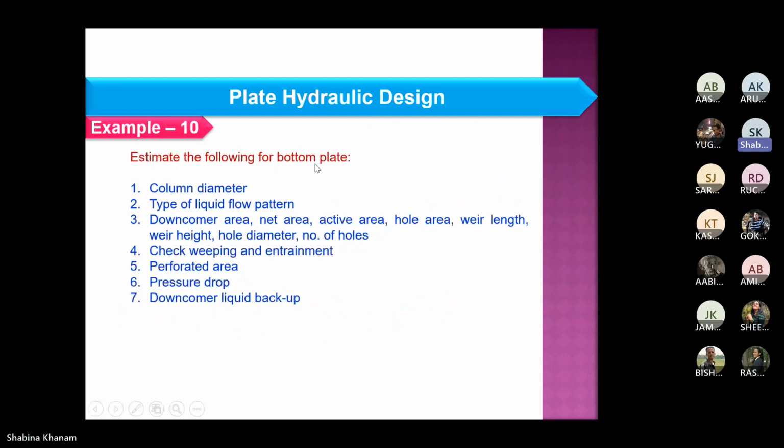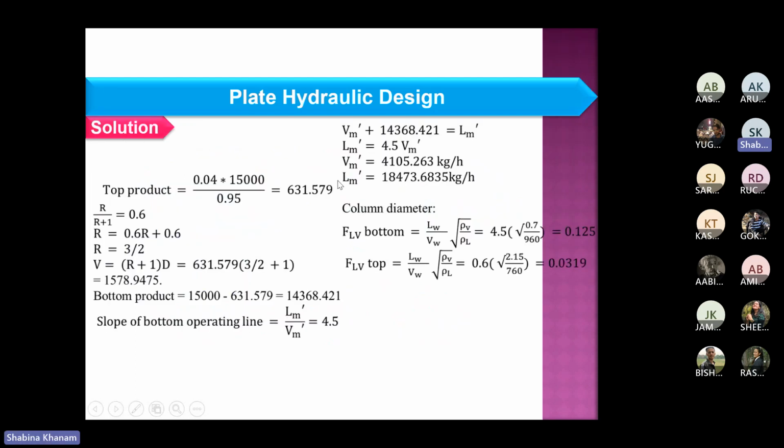Yes, and here also we need to design the bottom plate. But this we need to consider L R by R plus 1, that is slope of top operating line from where you can find out this reflux ratio, and then you can find out this capital V. Okay, sorry, this is nothing. This is not the vapor. This is the top product, distillate.